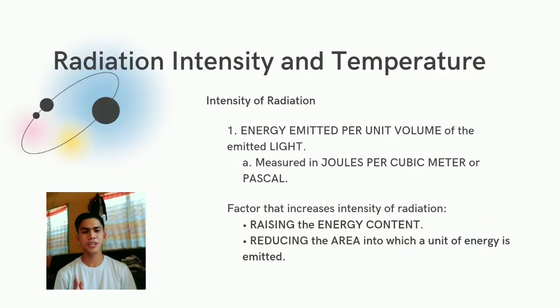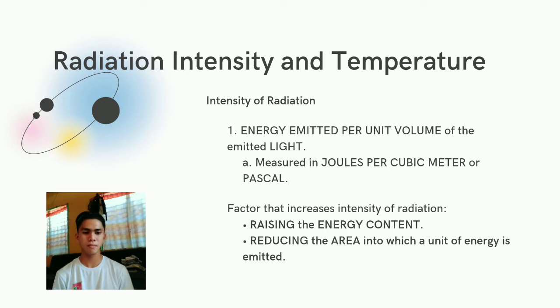Now let's have a third subtopic, the radiation intensity and the temperature. So intensity of radiation, it is the energy emitted per unit volume of the emitted light. So it is measured in joules per cubic meter. So the intensity of radiation, how intense the radiation is.